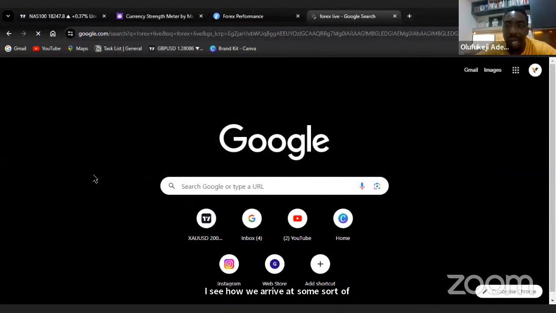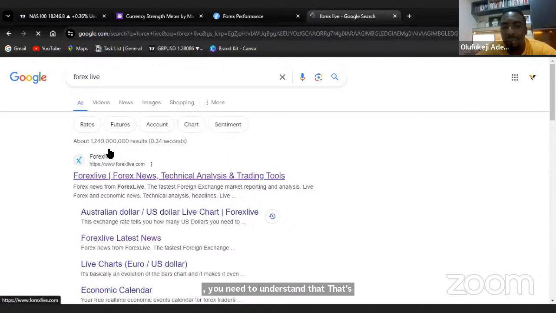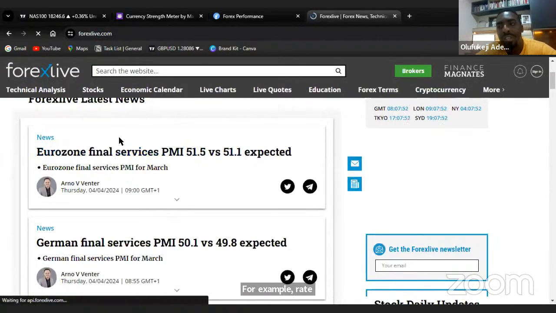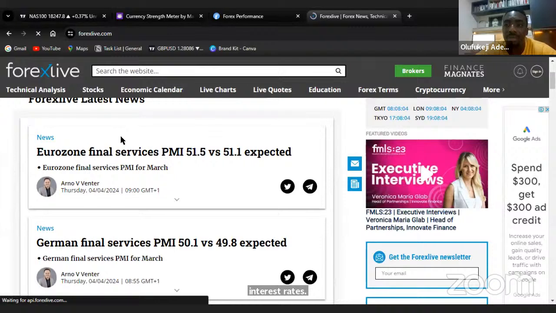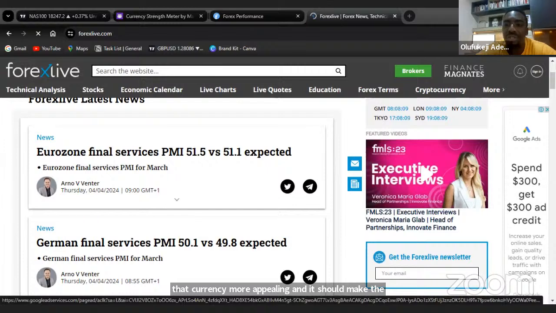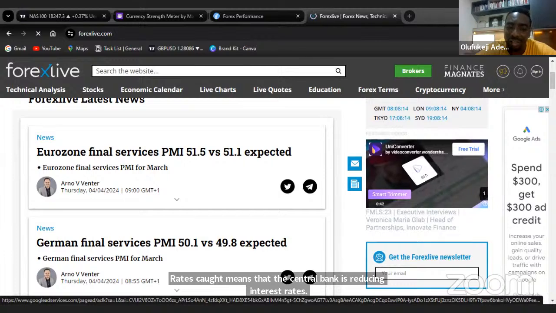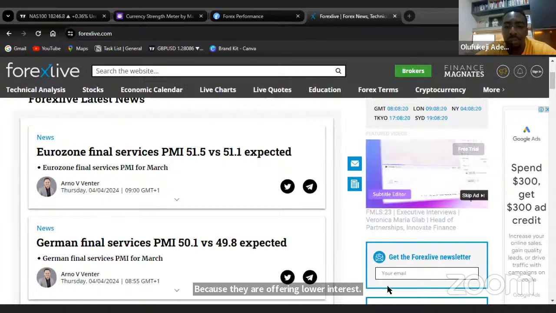All right? Now, when you're doing this kind of analysis, you need to understand that there are some basic concepts you should be familiar with. For example, rate hike, rate cut. Rate hike means that the central bank is increasing interest rates, and typically that should make that currency more appealing and it should make the currency strengthen. Rate cut means that the central bank is reducing interest rates, and that should make that currency less attractive because they are offering lower interest. Okay? So now you're speaking about the dollar.